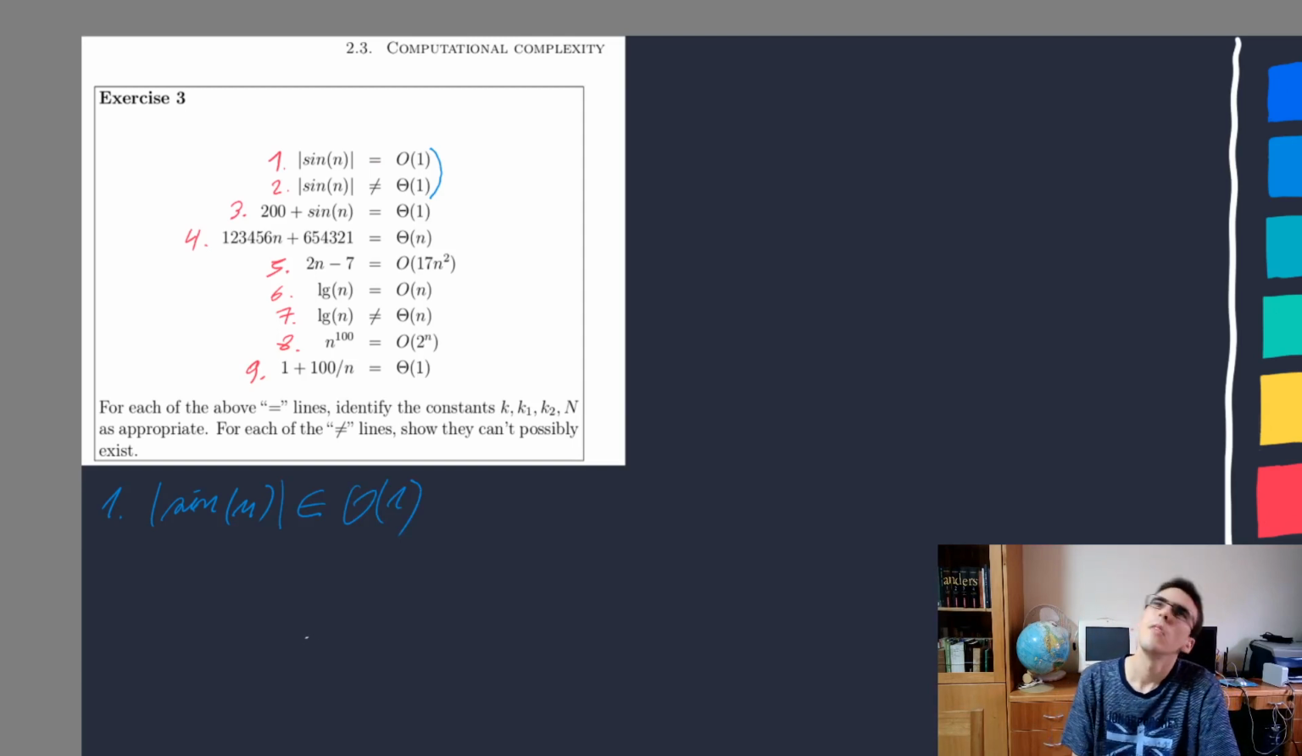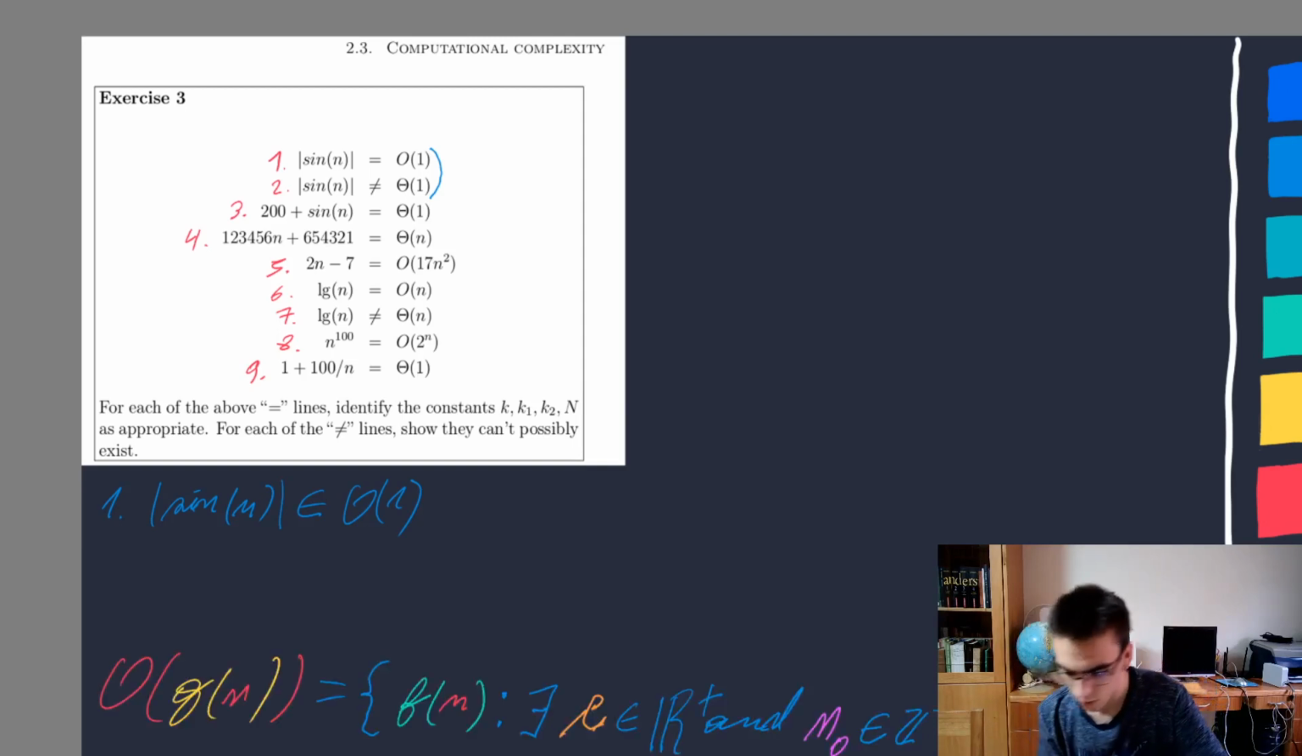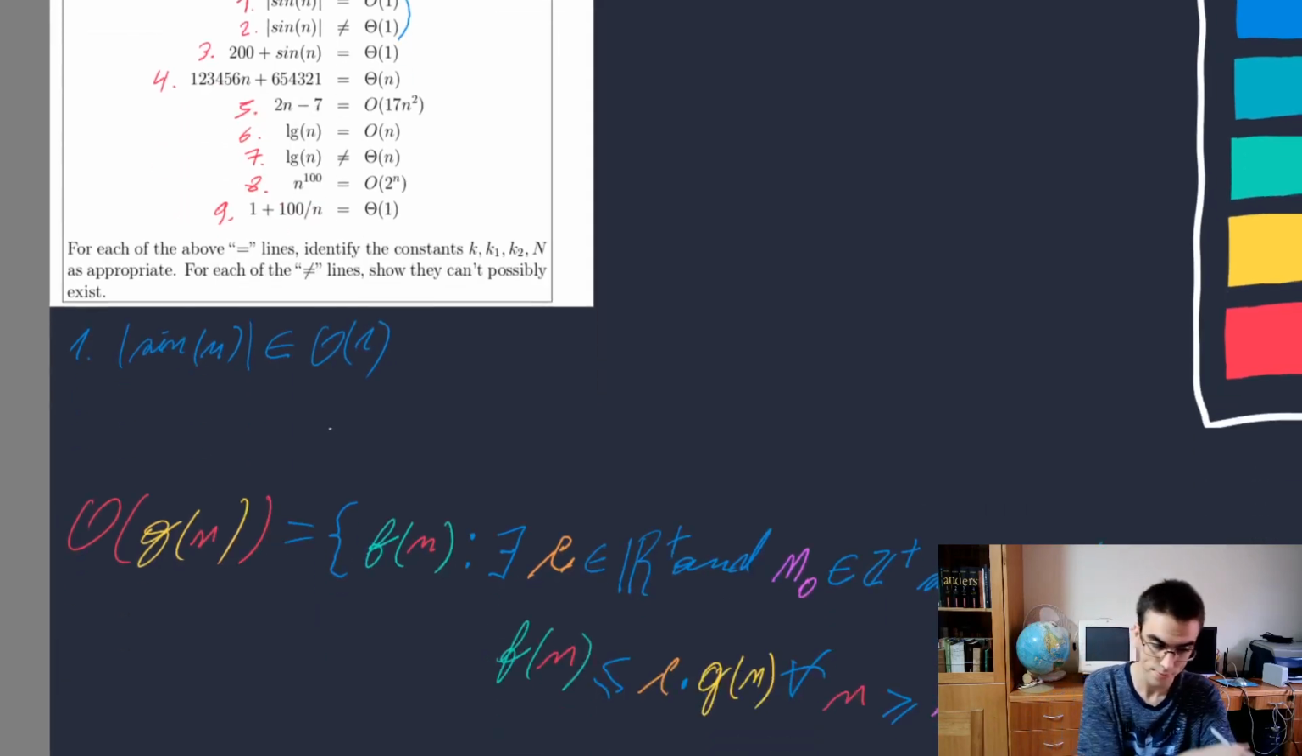And now you see, we have this, and we are going to say that sine of n is this. So let's pick the big O definition, and we have to say, hey, the absolute value of sine of n has to be smaller or equal to c times 1, correct?